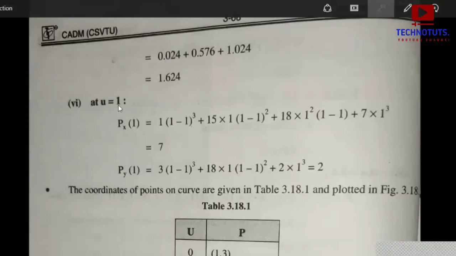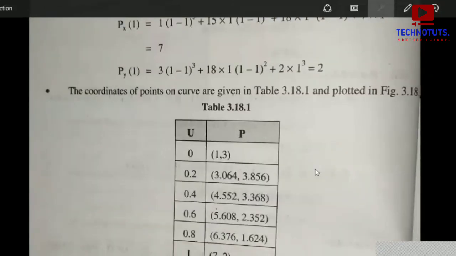Now, similarly, when we substitute u equal to 1 in the parametric equations of the x and y coordinates, we obtain px of 1 equal to 7 and py of 1 equal to 2. So, when u is equal to 1, the coordinates are 7, 2.